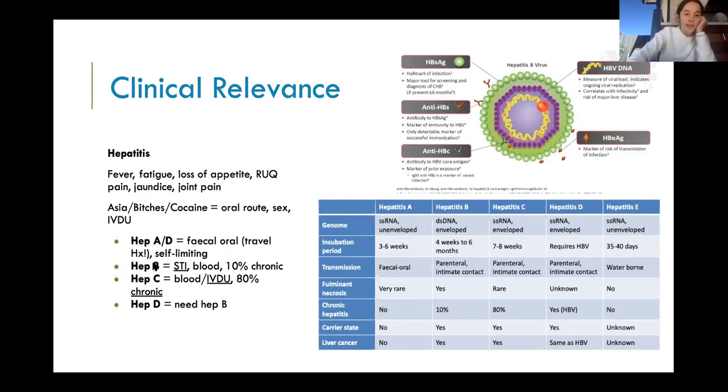And B is the one that is an STI, whereas C is more associated with IV drug use and is the chronic one. So C for chronic is how I remember. And you just get things like you're really tired, you lose your appetite, you have right upper quadrant pain because that's where the liver is, you can get jaundice, and this is just a little mnemonic to remember it, but yeah, you can read that.